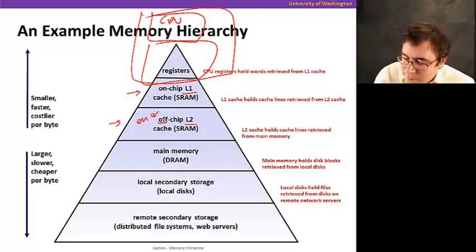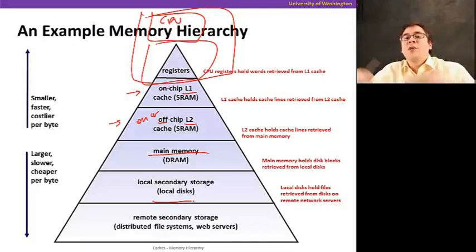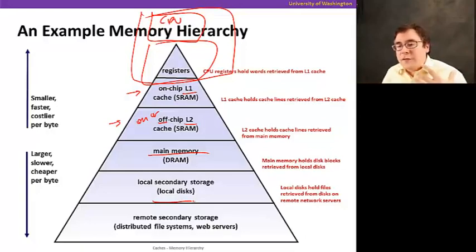That's backed up by main memory made of DRAM. That's backed up by disks in case you have virtual memory, which we're going to see later in this course. And you can even imagine this being backed up by caches in the network that go beyond your machine. In fact, chances are that you also have file caches and caches on web servers and so on.